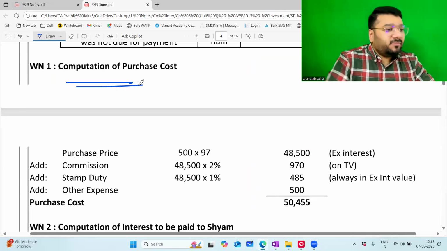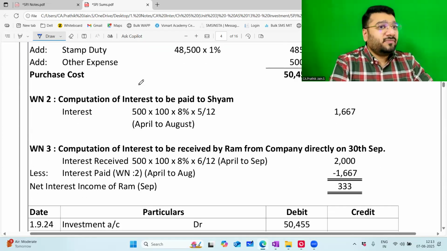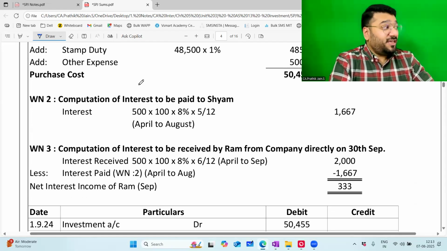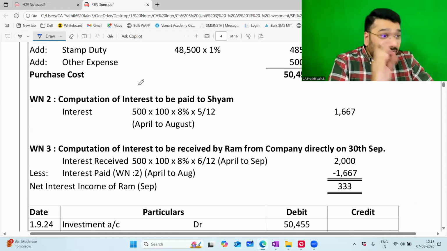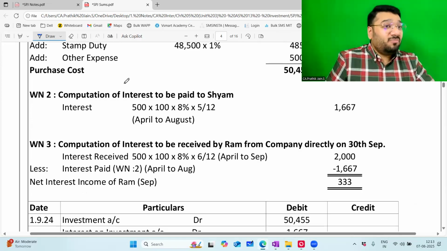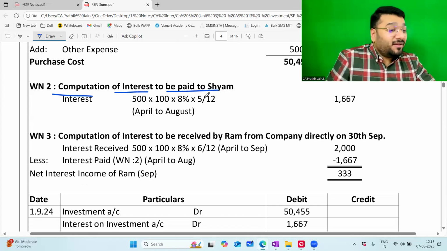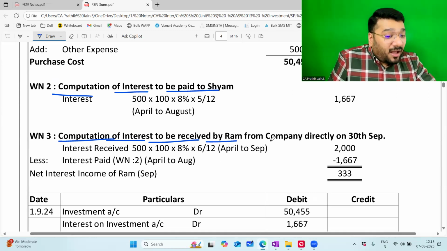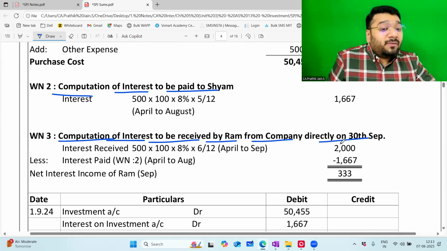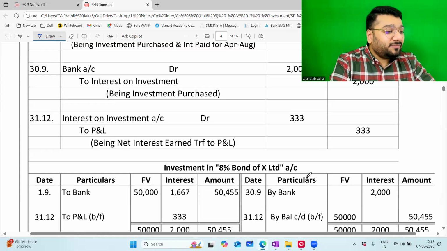Computation of purchase cost. Working note separately done for you. Why? Because I know how you will do it in a notebook. You will do it carelessly, and later you will not have the energy, enthusiasm, motivation to study. So I'm going to give this printout also. Look at my large heart. Look at the working note, beautifully done. Computation of interest to be paid to Sham. Then computation of interest to be received by Ram from the company directly on 30 September. On 30 September, so much he will receive, so much paid, so much is interest of September. Like that, everything has been done.